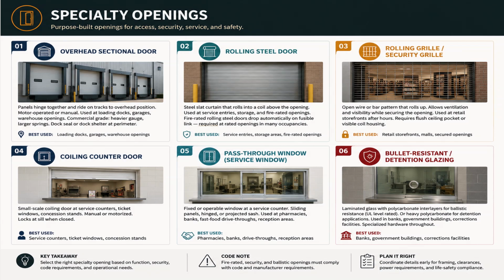The 3 closing points: select the right specialty opening based on function, security, code requirements, and operational needs. Fire-rated, security, and ballistic openings must comply with code and manufacturer requirements. And plan it right. Coordinate details early for framing, clearances, power requirements, and life safety compliance. These openings have long lead times and heavy coordination, so they get planned early in pre-con.